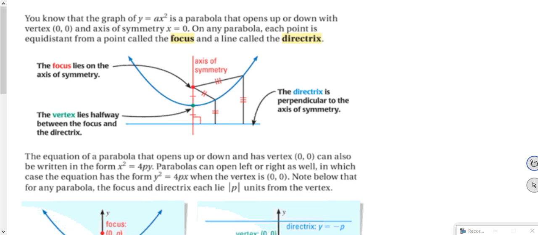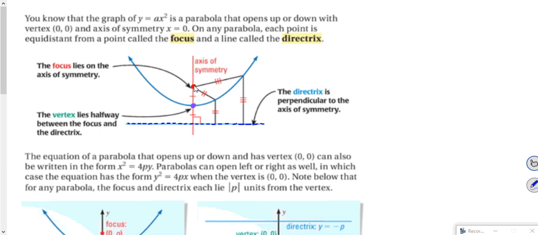On any parabola, each point is equidistant from a point called the focus and a line called the directrix. Now, this is kind of the new definition of a parabola. Why does a parabola have the shape it does? Well, this point here is called your focus. I hope you can see me kind of like make that bigger. This point here is your vertex of your parabola. And this line right here, this blue line, I'm going to put it dashed, that is your directrix.